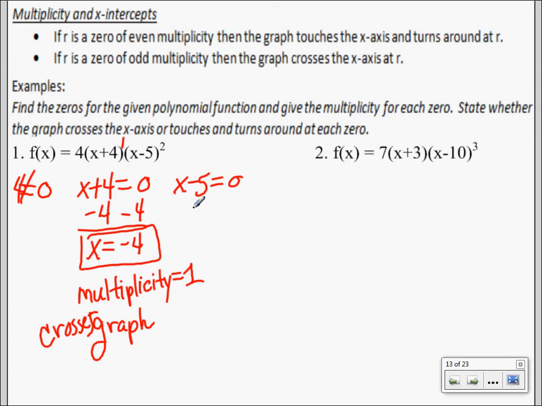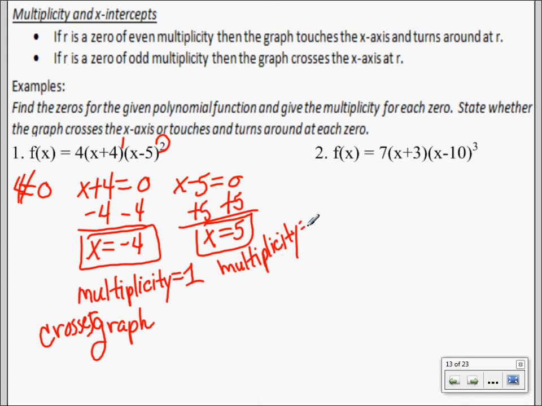Okay, and then for x minus 5 equals 0, let's add 5 on both sides. So I have x equals a positive 5. And for this, the multiplicity occurs to that power of 2. So that means the graph touches and turns around here.